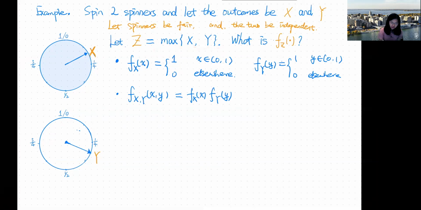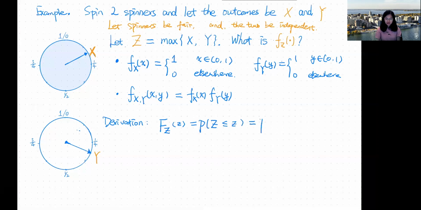Now, how do we find the probability density function of the maximum? We can start the derivation from the cumulative distribution function. So F_Z of little z is the probability that Z is less than or equal to little z. And that is equivalent to the maximum of X and Y being less than or equal to little z.